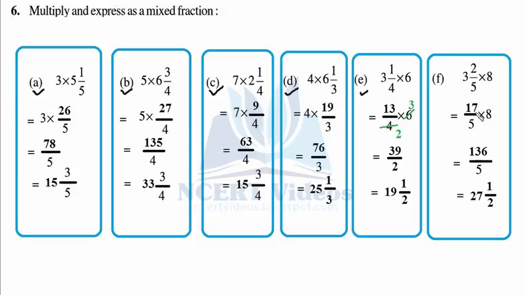Last, F. 5 threes are 15 plus 2, 17 over 5, and 8 we keep as it is. Now you can multiply, 8 sevens are 56, 5 is carry, 8 plus 5 is 13 over 5. Now we have to represent it in terms of a mixed fraction. This can be done as 27 fives are 135 and 1 is the remainder. Therefore you can say that the answer is 27 and 1 over 5. So this is your F part and that was your question number 6.